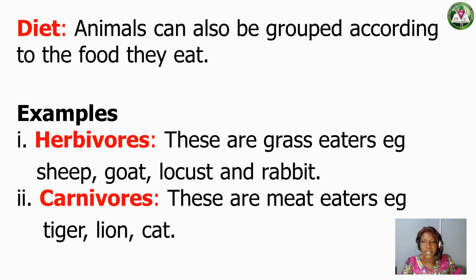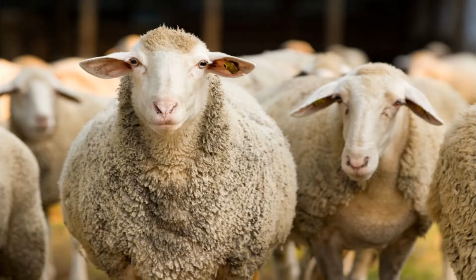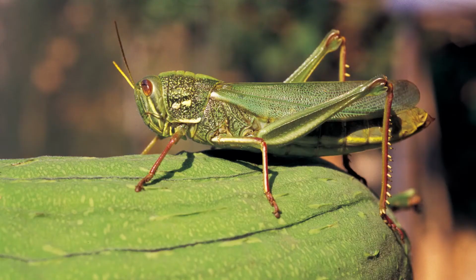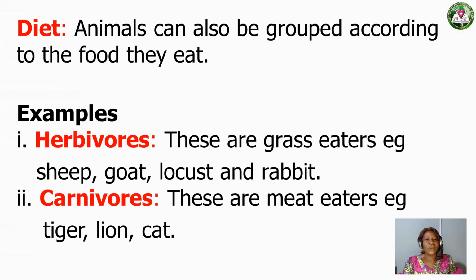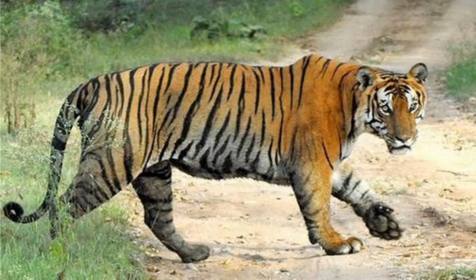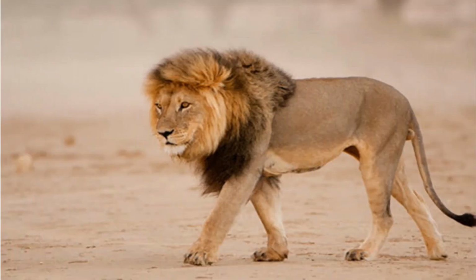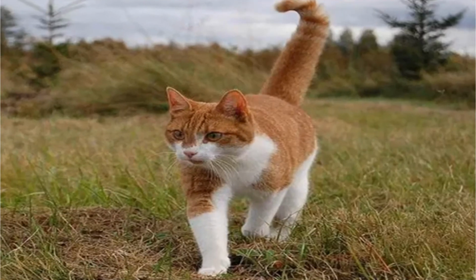Examples of such animals are sheep, goat, locust, and rabbit. We also have another one. Carnivores. What are carnivores? These are meat eaters. They are the animals that eat meat. Examples are tiger, lion, cat.